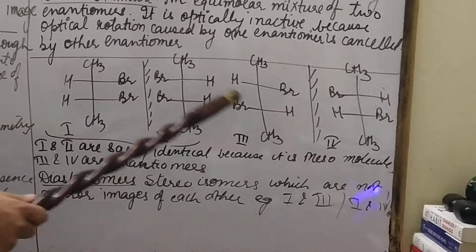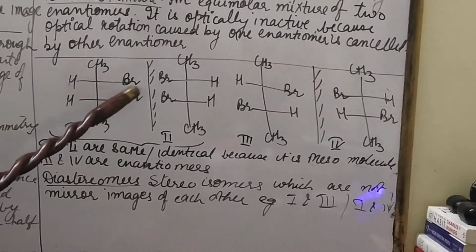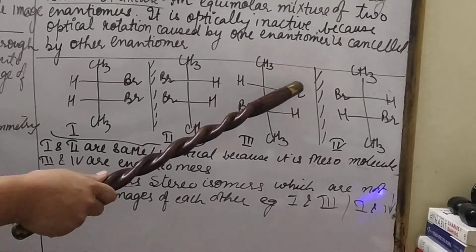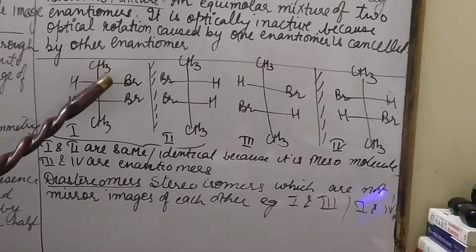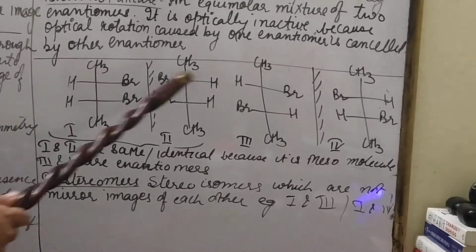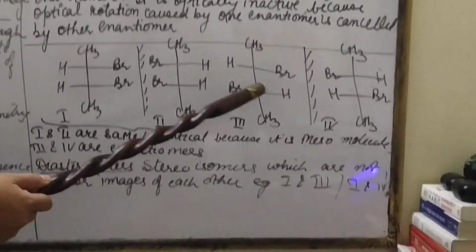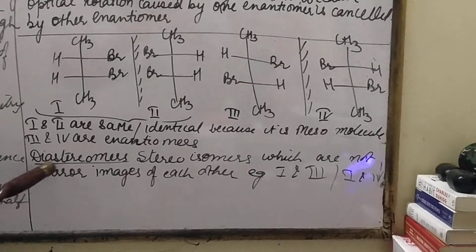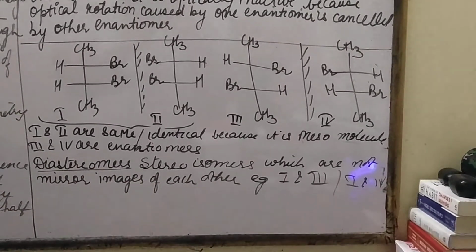As we can see, 1 and 3 are stereoisomers because they differ only in spatial arrangement. And these are not mirror images of each other. 1 and 3 are not mirror images of each other. That is why these are called diastereomers.